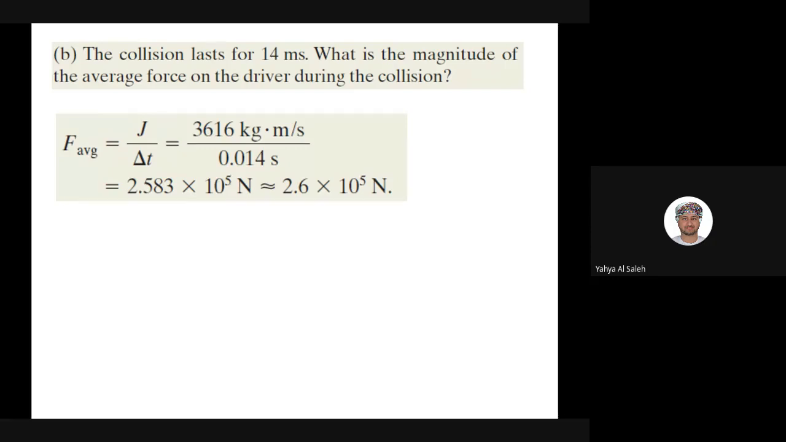Come on, people. Okay, less, a lot less. How much less? Yep, 3616 newtons. Now, which one is more likely to hurt you less? 3000 newtons, 3600 newtons, or 2.6 times 10 to the 5 newtons?